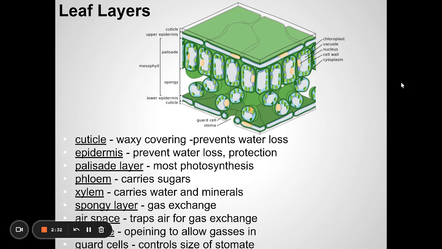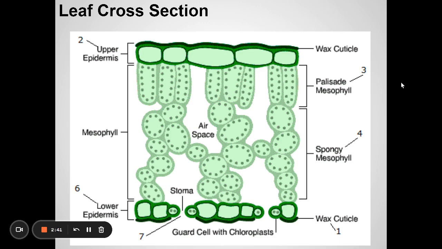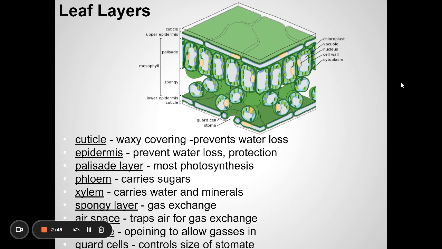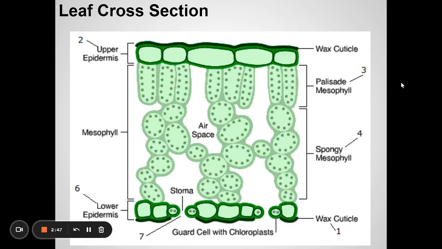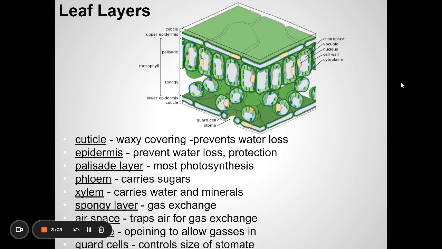Below this palisade layer is a spongy layer where there's many more air spaces. You can see it a little more clearly in this. This is the spongy layer where there's all these large gaps that are filled with air. And that air is important because all of these cells, the chloroplasts, they need carbon dioxide in order to go through this process of photosynthesis. So because these air spaces are filled with air, they'll have that carbon dioxide for photosynthesis.